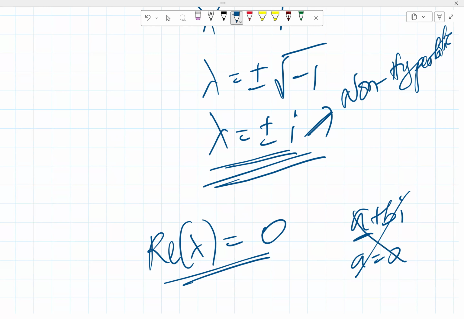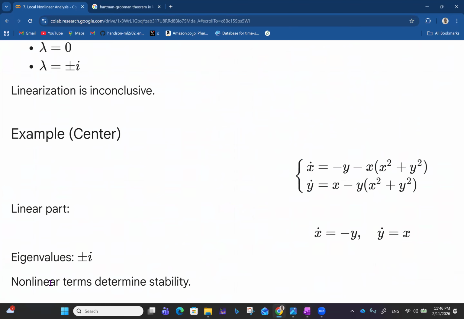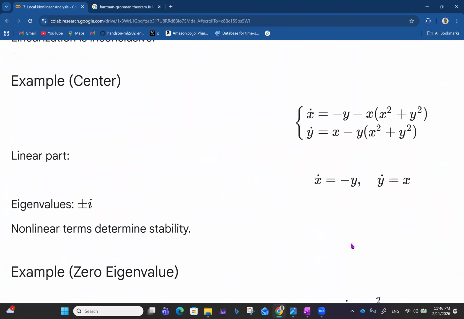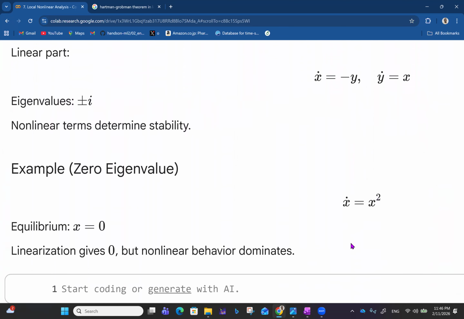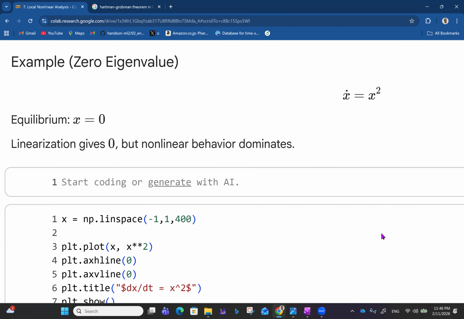So you can't work with that. It's non-hyperbolic like that. All right. So in that case, you have nonlinear terms determining the stability. Nonlinear terms determine stability in this case, and this is what Hartman-Grobman tells us. Here you have equilibrium x equals 0. For x dot equals x squared, just equate x squared to 0, and you get x equals 0. So linearization gives 0, but nonlinear behavior still dominates.